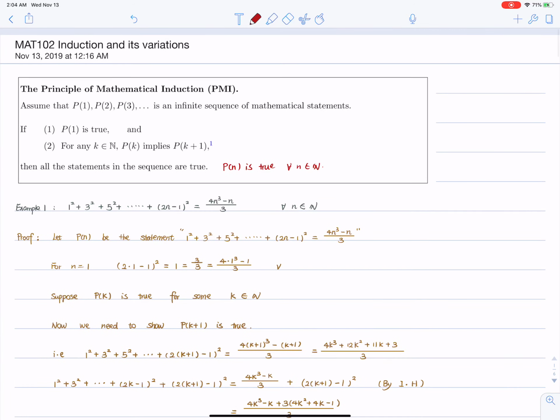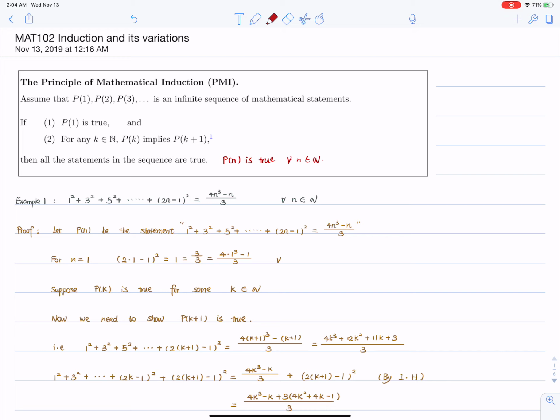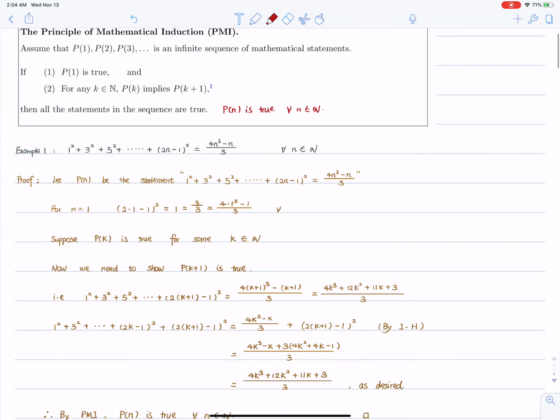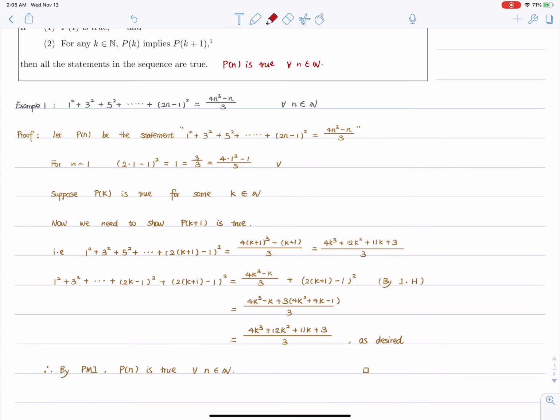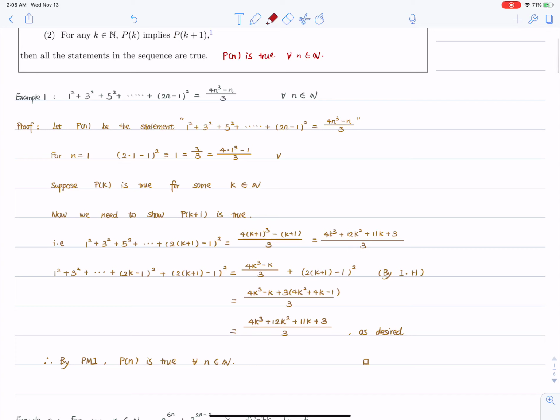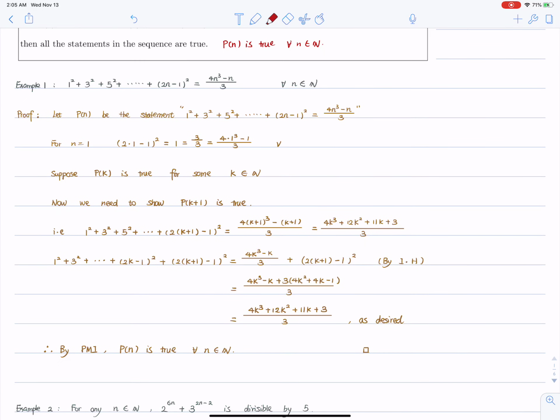Now the first question is: 1 squared plus 3 squared plus 5 squared till (2n minus 1) squared equals (4n cubed minus n) over 3. This is a really classic induction question that could be tested. By the way, this is not how I usually do induction questions, but I modified it a bit so that it matches your marking scheme for induction questions. So make sure you follow what your coordinator wants, okay?